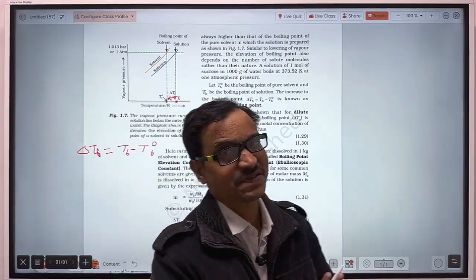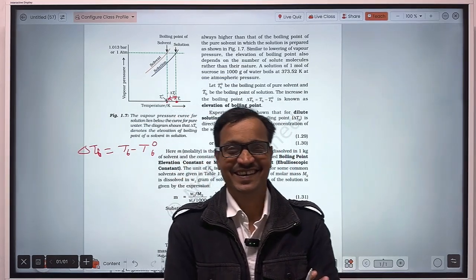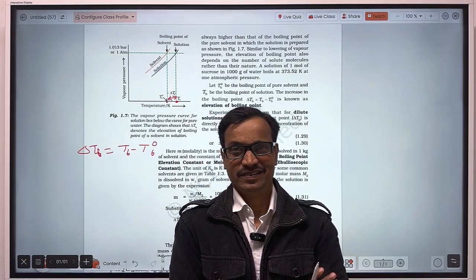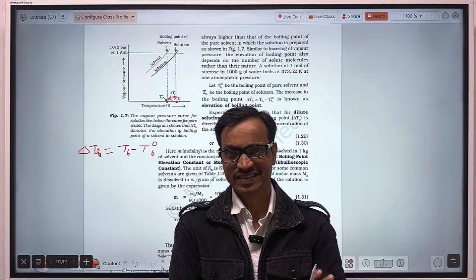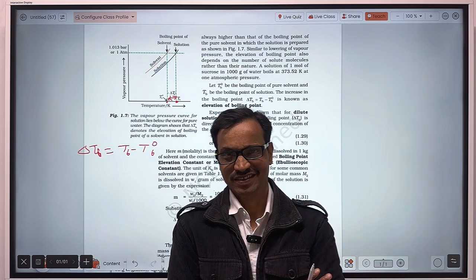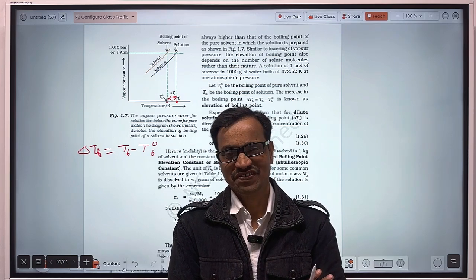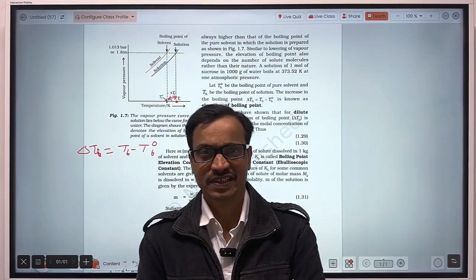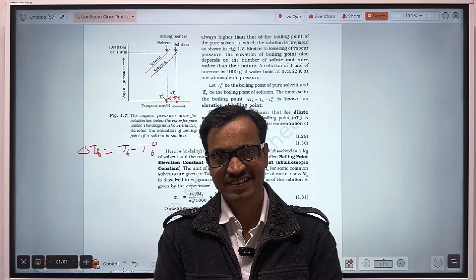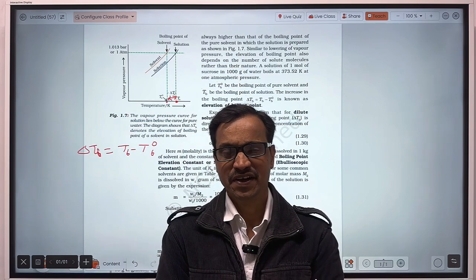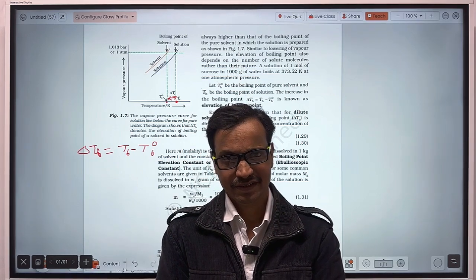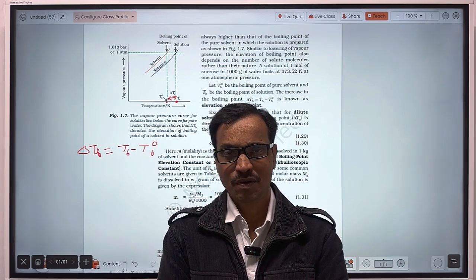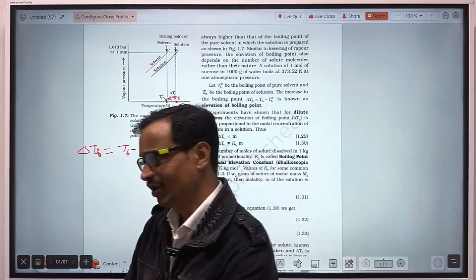Okay. So what's the relationship here? In the relative lowering of vapor pressure, there was the relationship of directly proportional in terms of mole fraction. Here, in case of elevation in boiling point as well as depression in freezing point, the direct relationship will be in terms of molality.